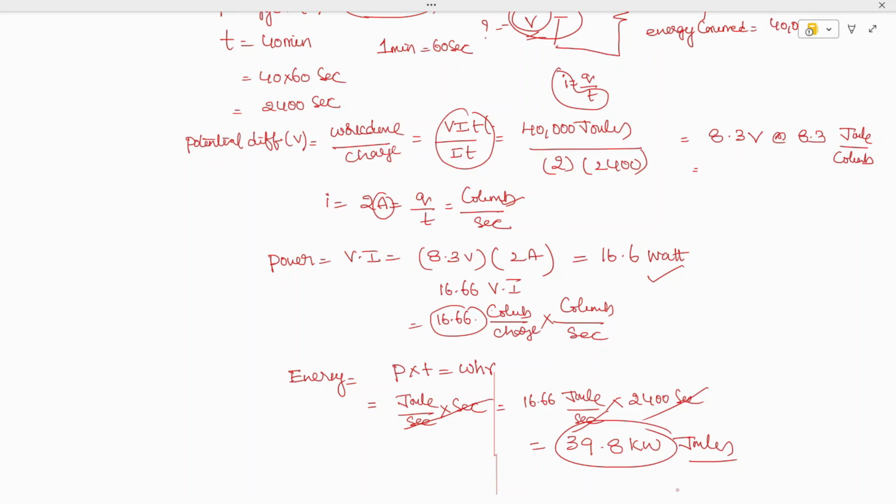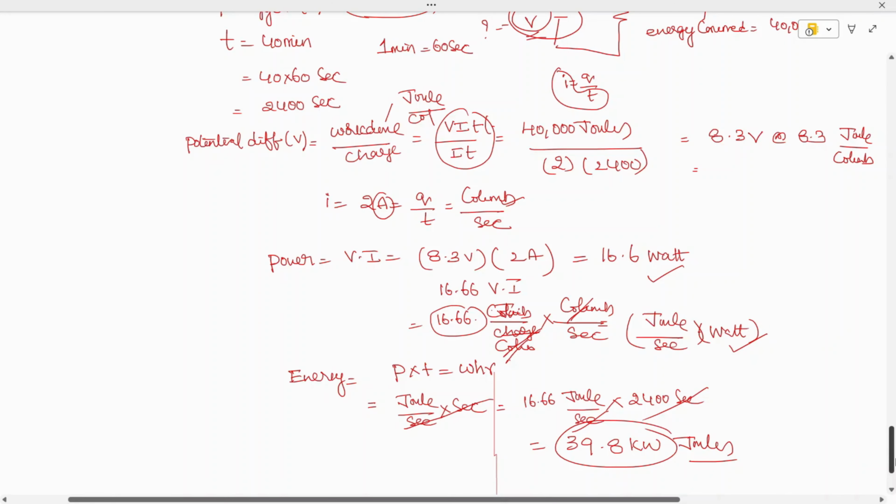Here coulomb cancels with charge, and the units you get are joule per second. This can also be written directly as watt. Watt is one way of representation, and it is called joule per second. Because the formula for voltage is work done, joule by charge in coulombs, the joule by coulomb cancels, and the ultimate units are watts. So this is all the basics.